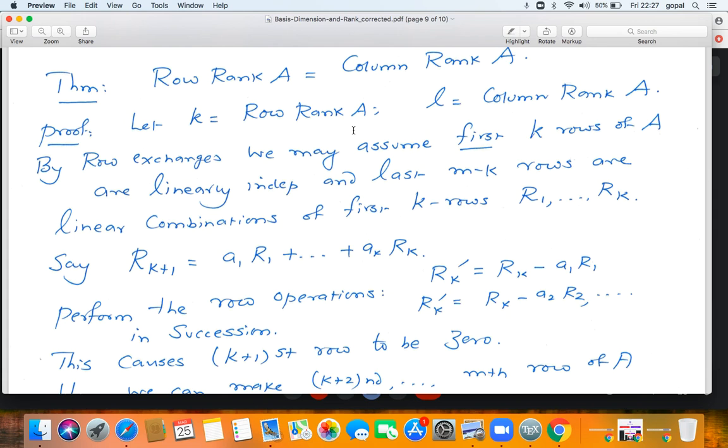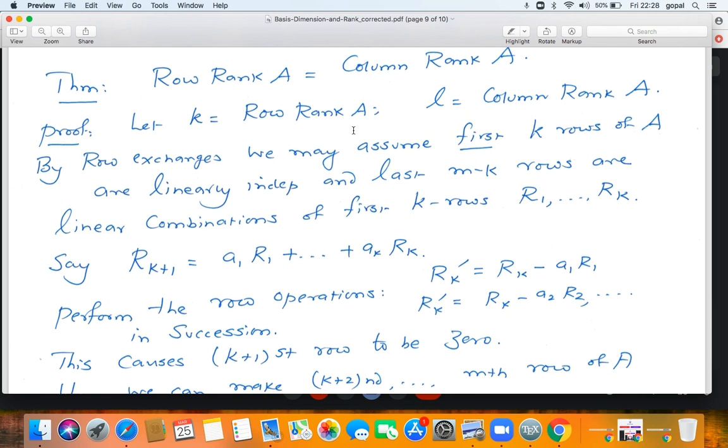Now I'm going to perform a sequence of row operations. What row operations am I going to perform? I'm going to perform R_{k+1}' equal to R_{k+1} minus a1 R1. R_{k+1}' equal to R_k minus a2 R2. There is a typo here. It should be R_{k+1}' on the left hand side. So R_{k+1}' equal to R_{k+1} minus a1 R1. R_{k+1}' equal to R_{k+1} minus a2 R2, etc.